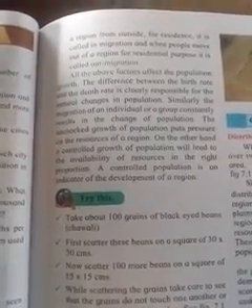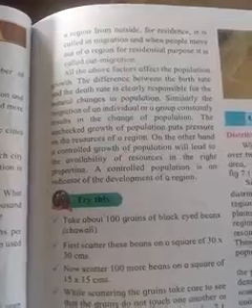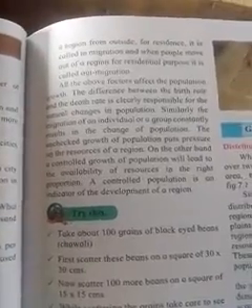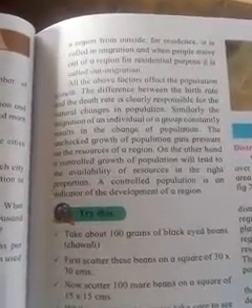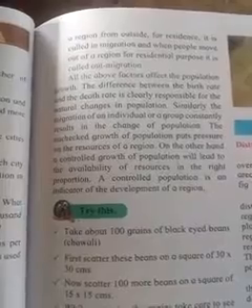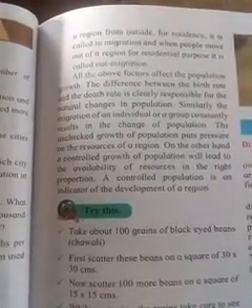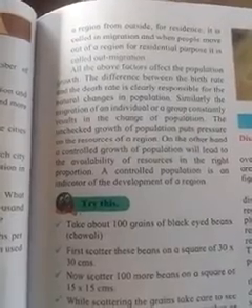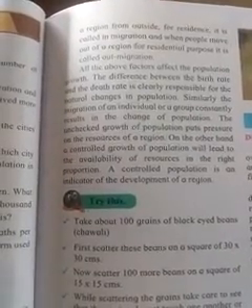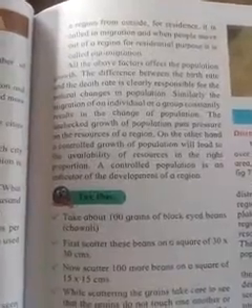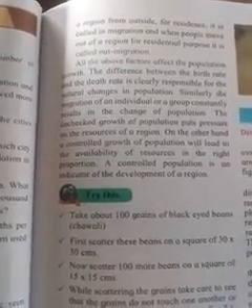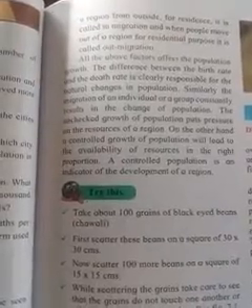That means birth rate, death rate, life expectancy and migration are the factors affecting population growth. Birth rate, death rate and life expectancy are responsible for the natural change in the population. Similarly, the migration of individuals or groups is responsible for the change of population.